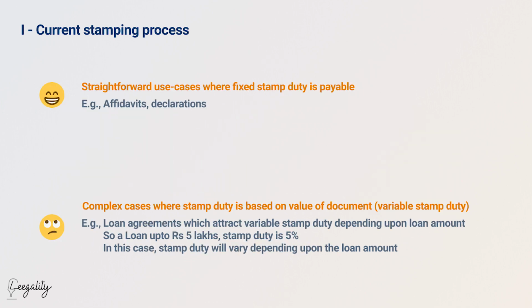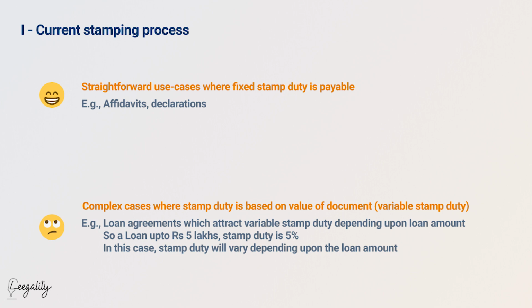There are pros and cons to the current stamping process. The pro is that it's very straightforward. In cases where there's a fixed stamp duty to be paid, then you know what the stamp duty is and you create a stamp series of that amount. So this works very well for documents such as affidavits and declarations.